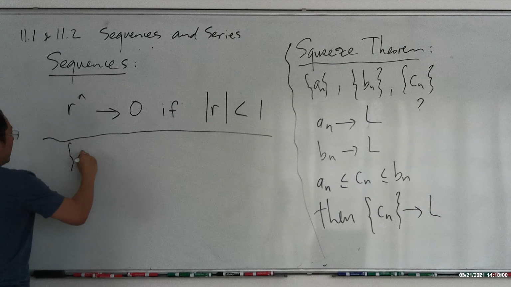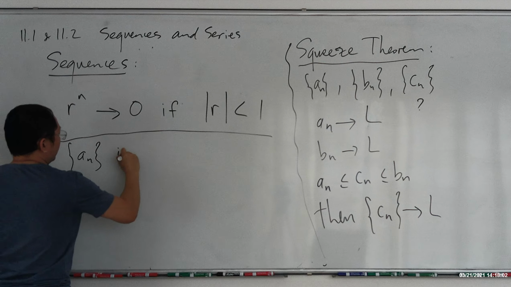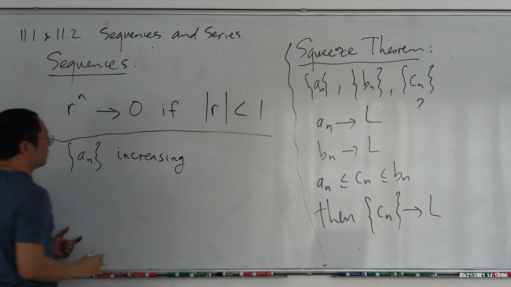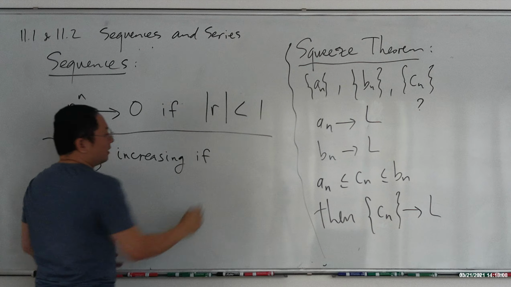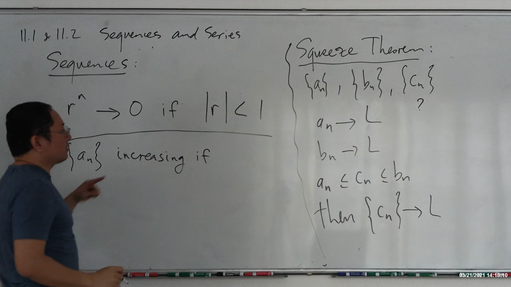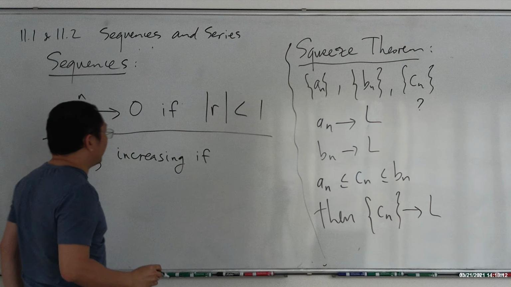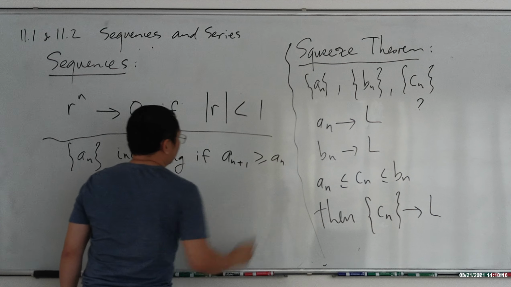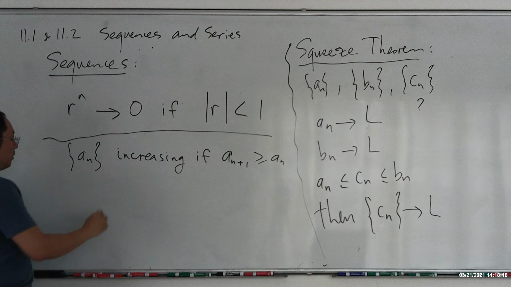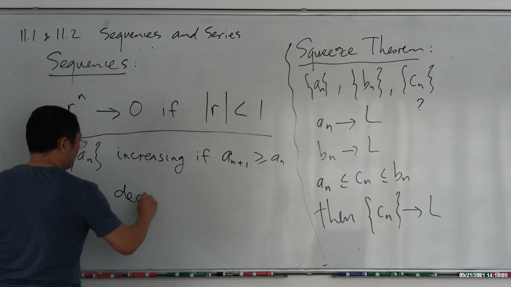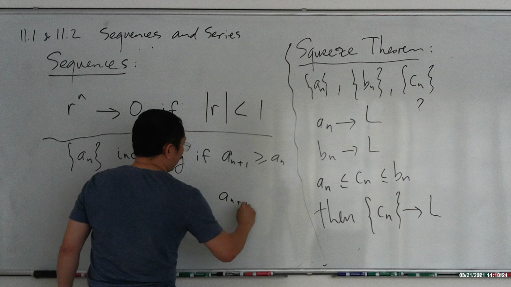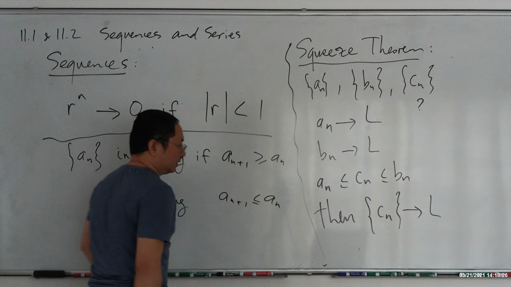One more property that I see the book say. The sequence an is increasing. Just trying to introduce you to the terminology. It's increasing if the next term is bigger than the previous term, so the sequence is getting bigger and bigger. If an plus 1 is bigger than or equal to an. Okay. And of course, decreasing is the other way around. If an plus 1 is less than or equal to an.